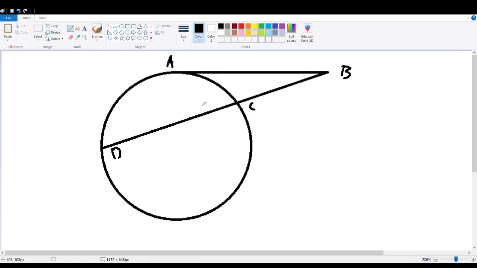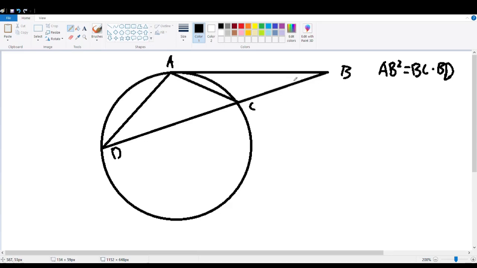The next power of the point question we are going to be proving is the secant tangent theorem. The secant tangent theorem states that AB squared will equal BC times BD. Why is this? It's again similar triangles. Let's say we draw a line from A to D and C to A.